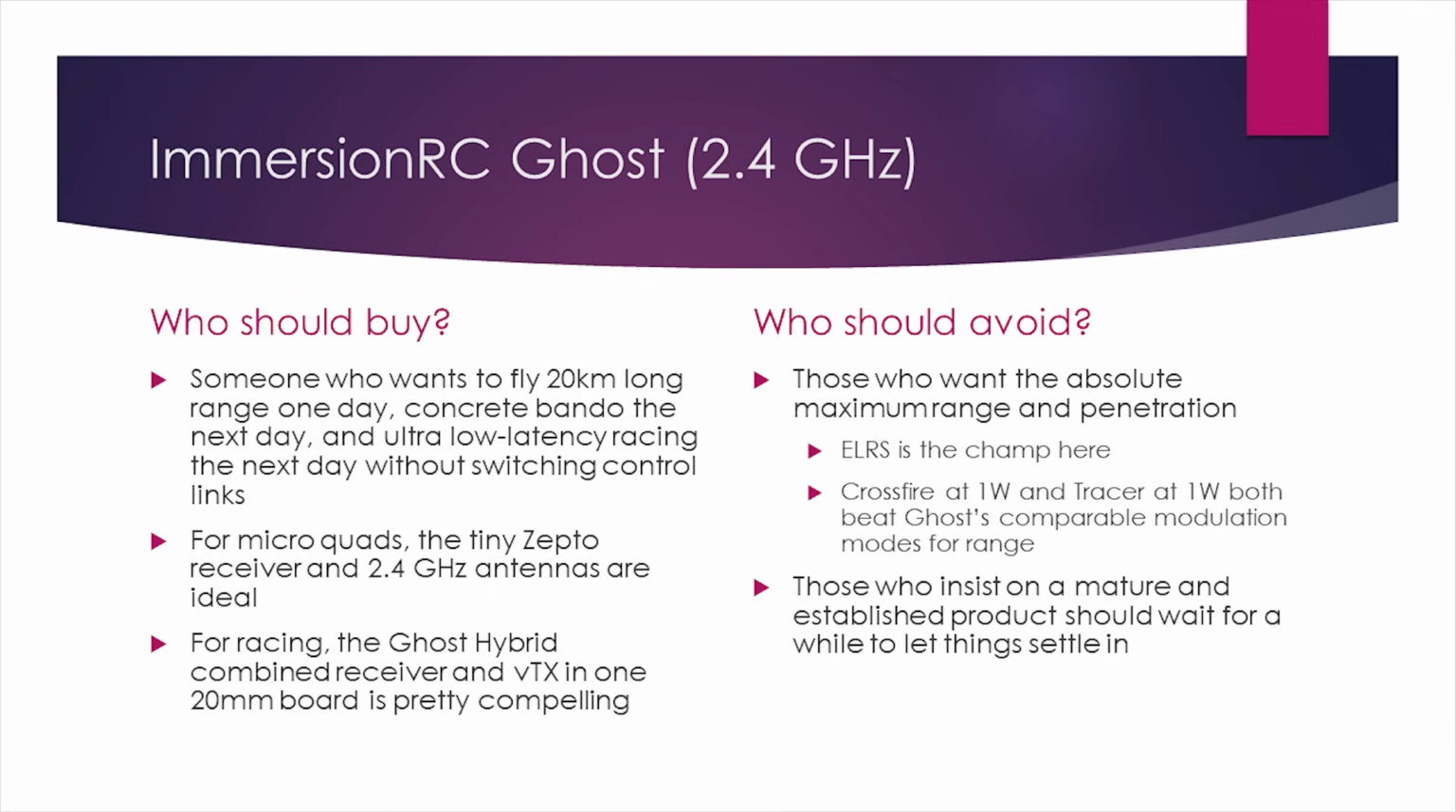Ghost also has smaller 2.4 gigahertz antennas. They're significantly smaller than the 900 megahertz antennas used by Crossfire, so they're easier to mount, more durable, and less likely to take damage. In addition, Ghost's receivers are really tiny. The model name is the Zepto, and it's one of the smallest, lightest receivers that you could get. Great for tiny quads like tiny whoops.